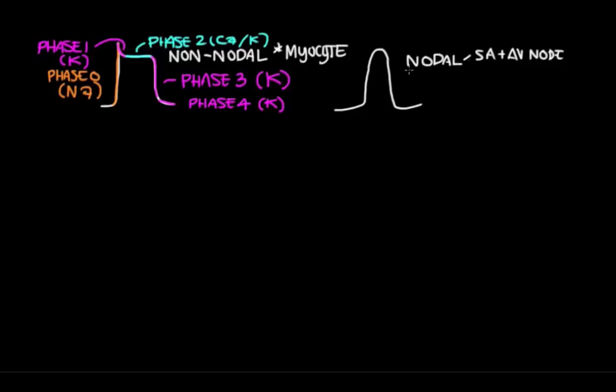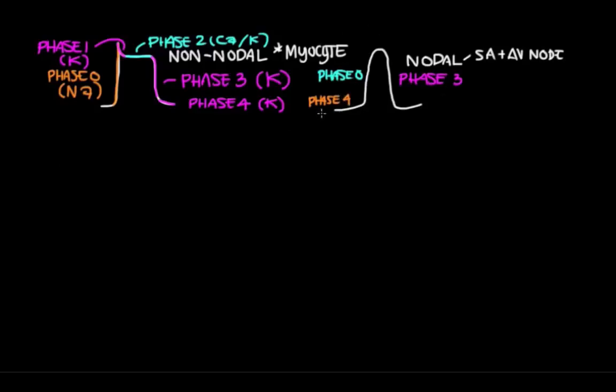What about the nodal cells? Well, at first glance, you'll notice that the action potential for the nodal cell looks a lot different than the non-nodal cell action potential. For one thing, you don't have phase 1 or phase 2. All you have is phase 0, phase 3, which is again your repolarization phase, and phase 4. Now let's talk about what's going on in this action potential.